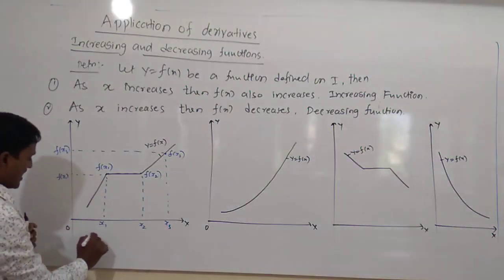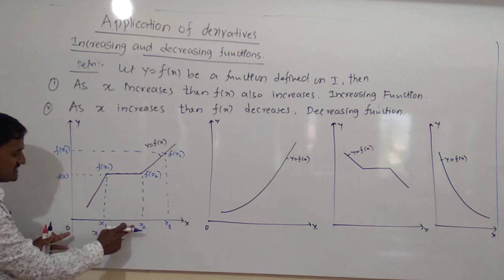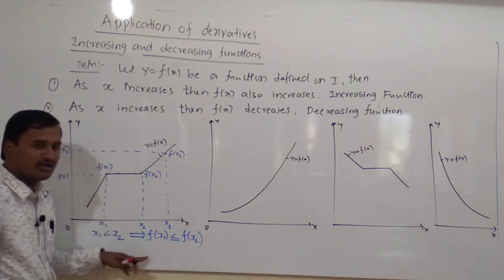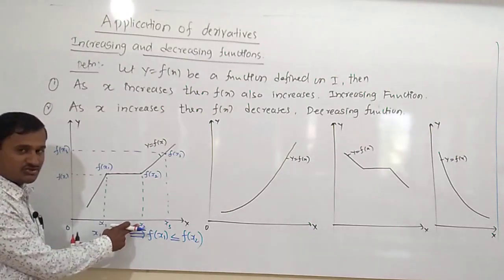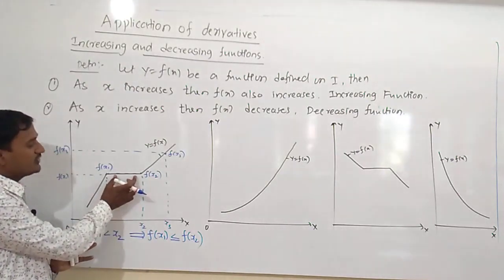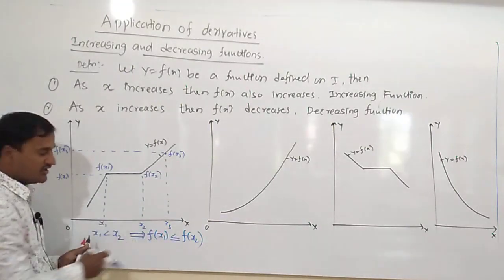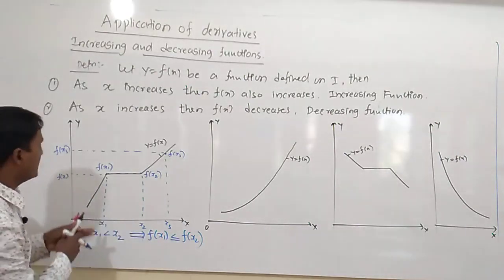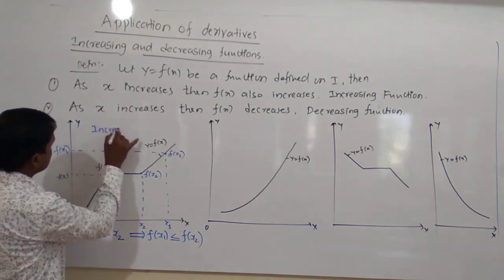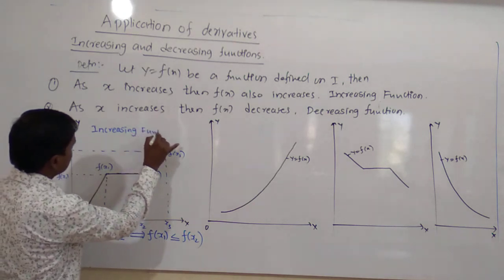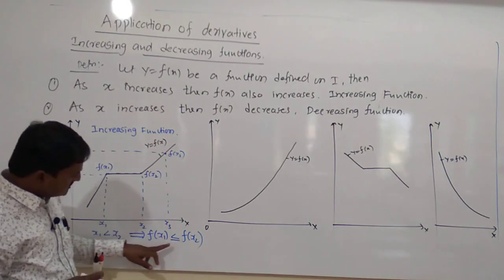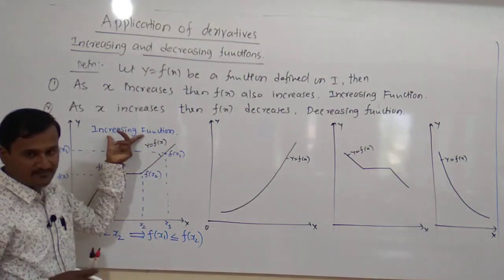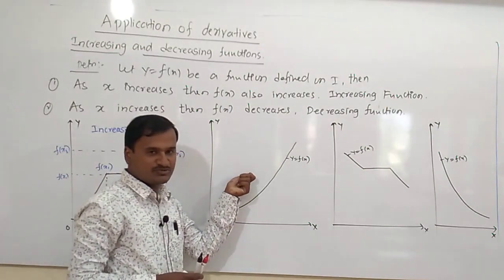So it means that x1 less than x2 implies f of x1 is less than or equal to f of x2. So here x1 is less than x2, but the functional value here is the same. If you take one more point, then that may be less than. So therefore x1 less than x2 implies f of x1 is less than or equal to f of x2, then such functions are called increasing functions. Increasing function means you have both the signs, less than and equal to, hence they are called increasing. Okay, now here you should observe the graph of this function.